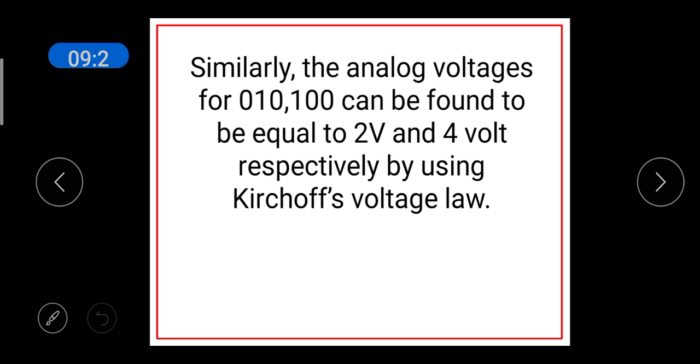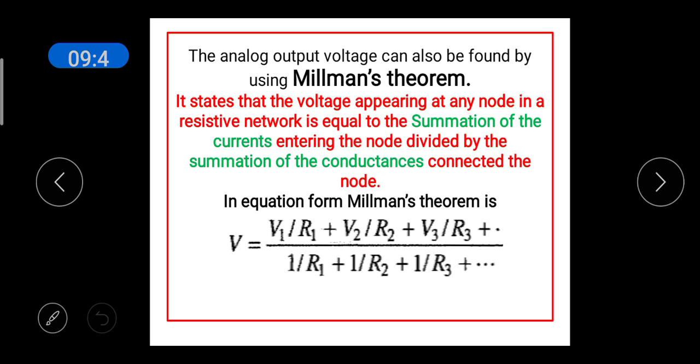Similarly, the analog voltages for 0, 1, 0 input can be found to be equal to 2 volt and 1, 0, 0 input can be found to be equal to 4 volt by using Kirchhoff's voltage law. Instead of using Kirchhoff's law, we can also use Millman's theorem to find the analog output voltage.